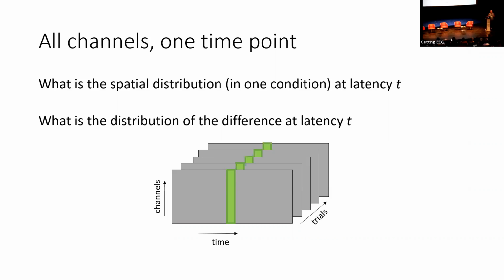So that gives us information. What is the spatial distribution in one condition at a latency? Or if you compute an ERP difference wave, you can look at what is the spatial distribution of the difference at that latency. And that's where it gets interesting, because the spatial distribution of the difference means that we are zooming in on one specific brain component rather than having all brain components at the same time. So ERP difference waves are really important.